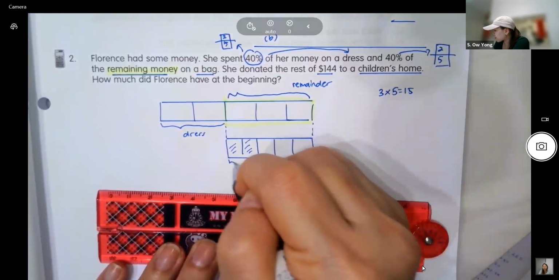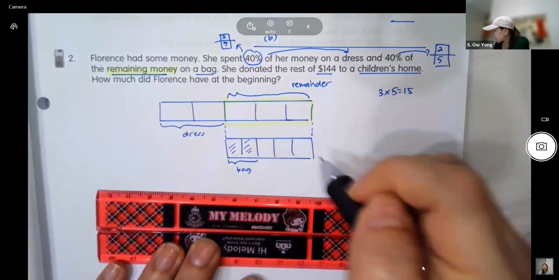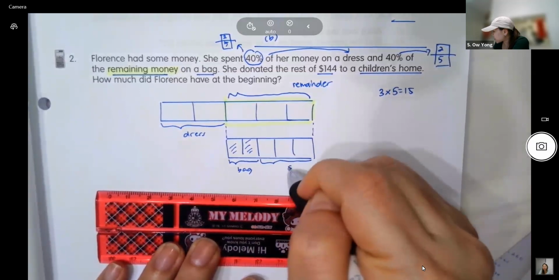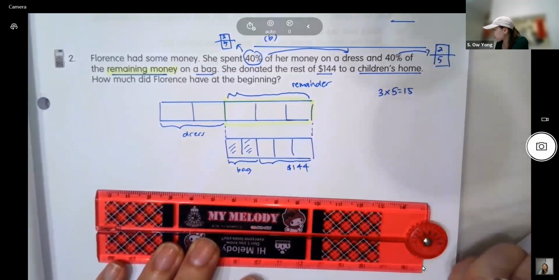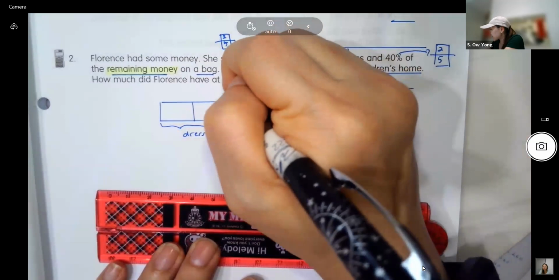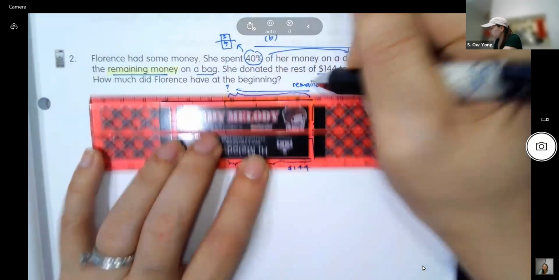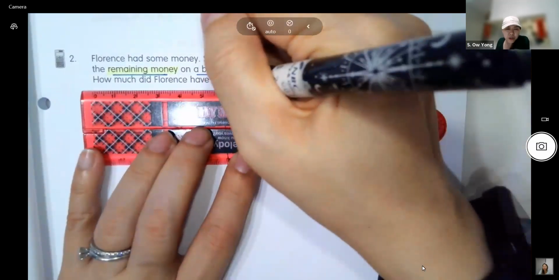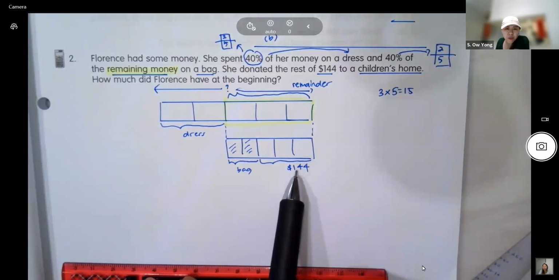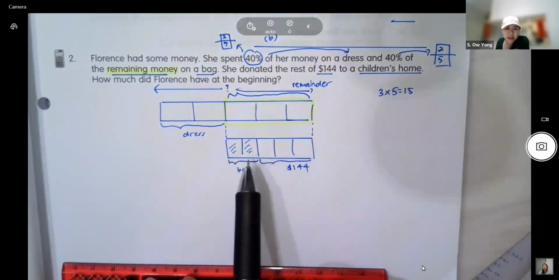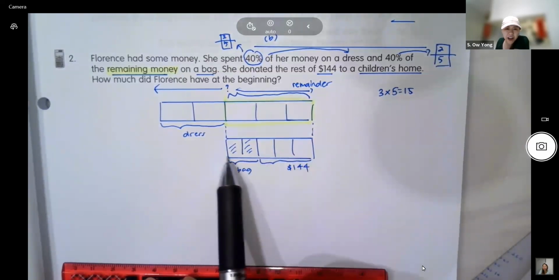on the back. And the rest is 144. They are asking the beginning how much money they have. I want you to go and try because you know that these 2 units are different. You can see that 3 smaller units give you 144. Find 1, find 5.